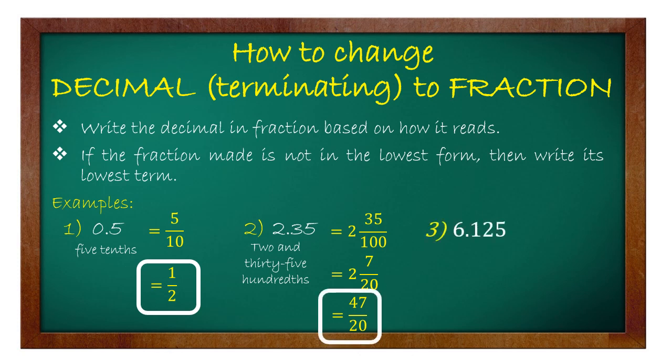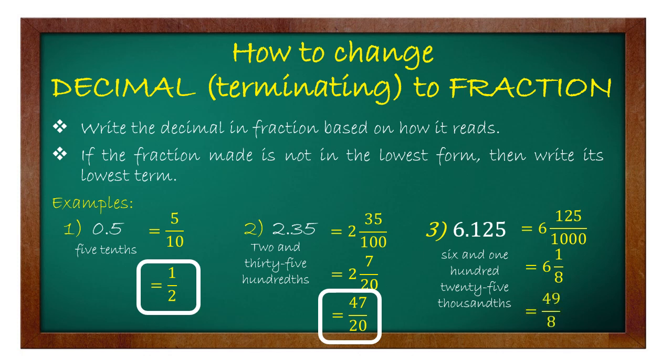Next, 6.125. That's the normal na binabasa natin yan. Pero using the place value, that's equal to 6 and 125 thousandths. So, ibig sabihin, that's 6 and 125 over 1,000. Then, kunin natin yung lowest form ng 125 over 1,000. That's 1 over 8. And then, yung 6 and 1 over 8, kunin natin yung improper fraction that is equal to 49 over 8.